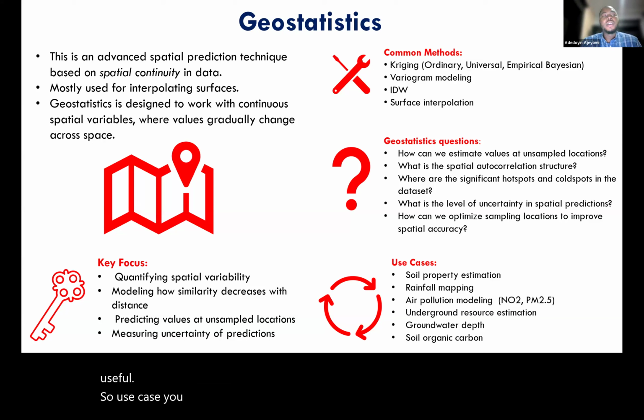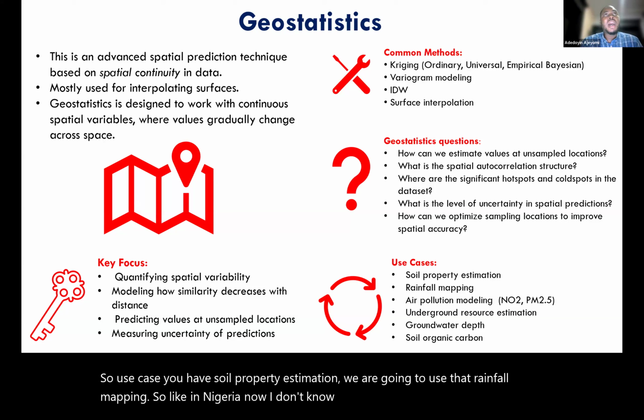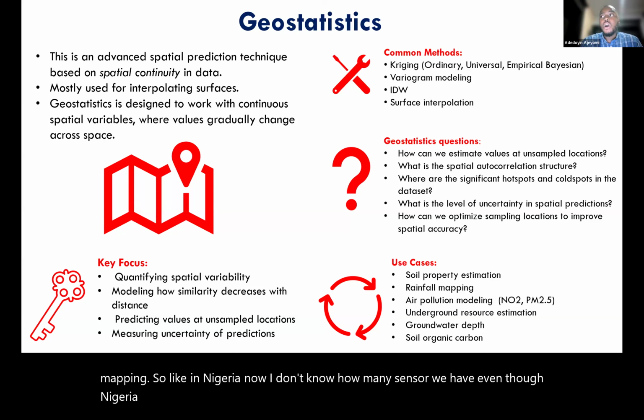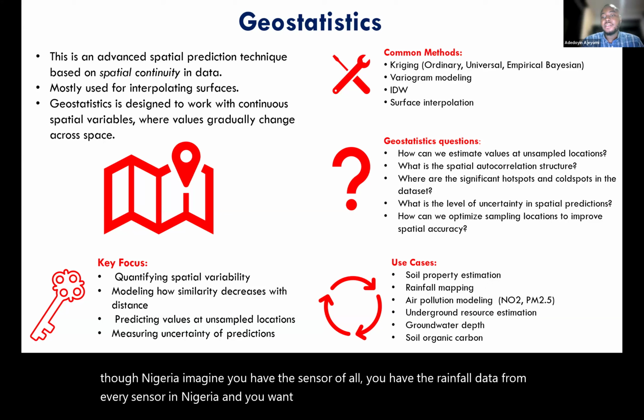So use cases: you have soil property estimation. We are going to use that. Rainfall mapping. Like in Nigeria now, I don't know how many sensors we have even in Nigeria. Imagine you have the rainfall data from every sensor in Nigeria, and you want to create a rainfall map for Nigeria. You need your geostatistics. Air pollution modeling, PM 2.5, NO2.